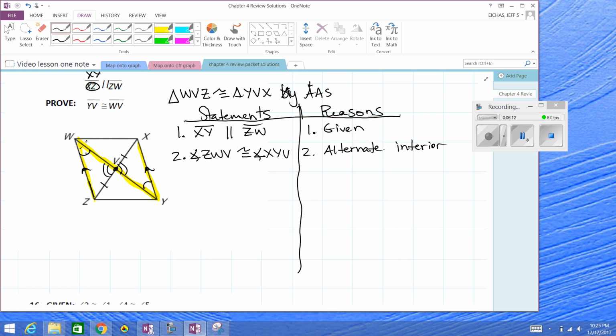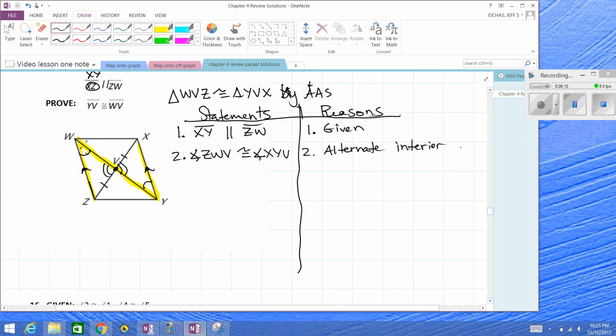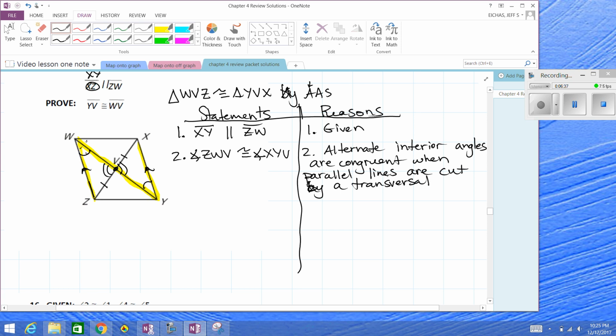And if your teacher doesn't let you write the shortcut, I'll write it out this time. Alternate interior angles are congruent when parallel lines are cut by a transversal. Because that's describing the situation here. Okay. So the word theorem simply eliminates a lot of this writing. Alternate interior angles theorem. That's what it is. All right. So that just gets us one pair of angles. Okay. The other pair of angles we needed, right? We're going through our checklist, would be the vertical.